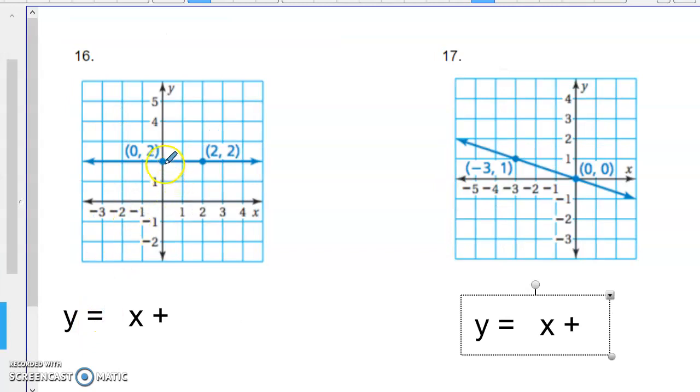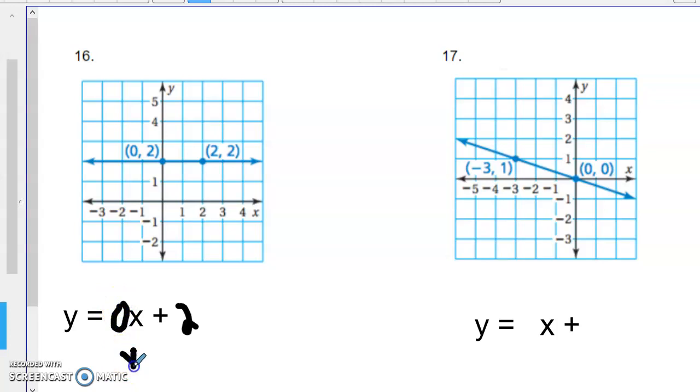Question 16, it has a y-intercept of 2, and now you notice that it doesn't have a slope that I can do a rise of because the rise would be 0, run would be 1. So that means my slope actually for this one would be 0. Well then, to simplify that, because I know anything times 0 is 0, just means I would have y equals 2 would be the answer for the slope-intercept form for number 16.